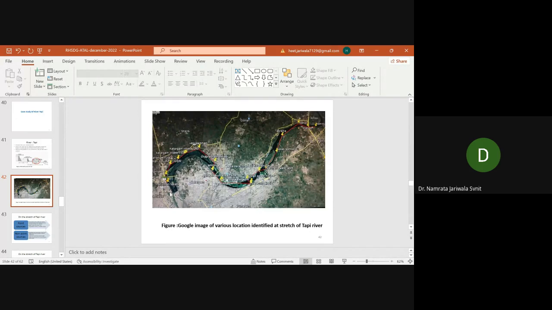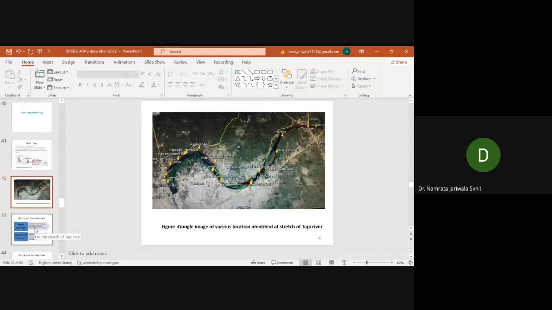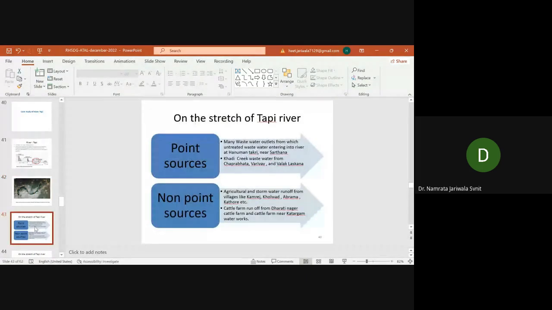a meandering river. So meandering means it will have this type of slope, or curves, in the stretch of the water bodies. So it is a very important meandering river of India.